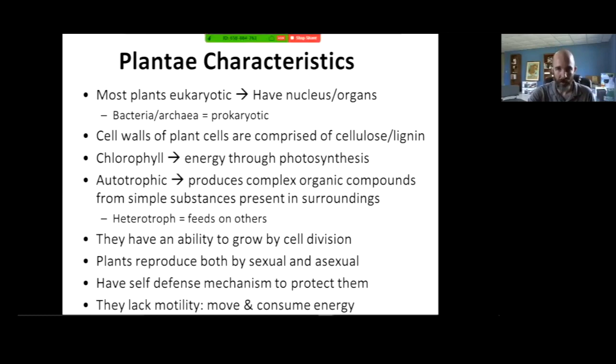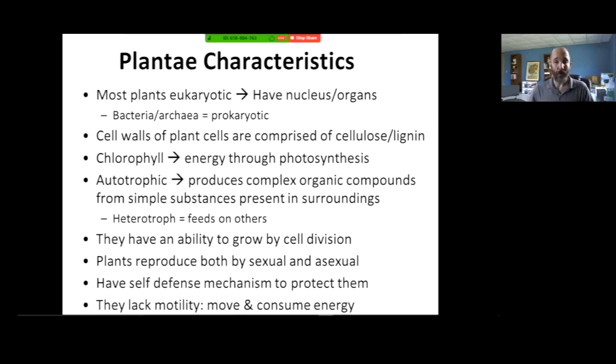They're eukaryotic. Again, that means they have a nucleus and organelles, unlike bacteria and archaea, which are prokaryotic, meaning they don't have organelles in their cells. They're single-celled organisms. Plants have cell walls. They have chlorophyll to photosynthesize. They are autotrophic, as we discussed, which means they can form the materials they need for metabolism from the environment, rather than having to eat other organisms, which would be called a heterotroph.